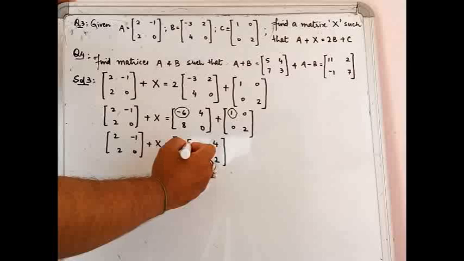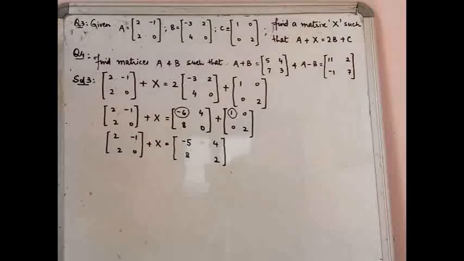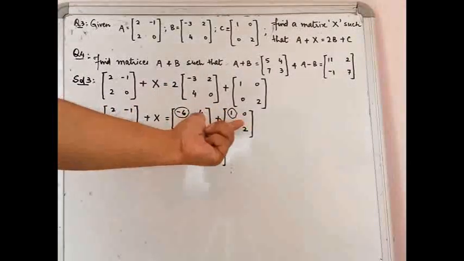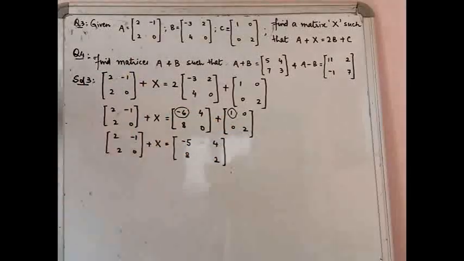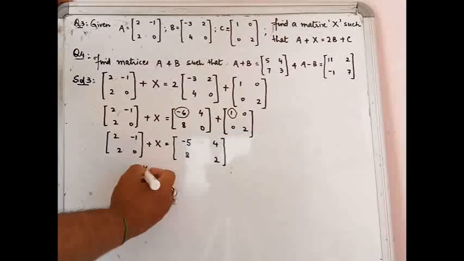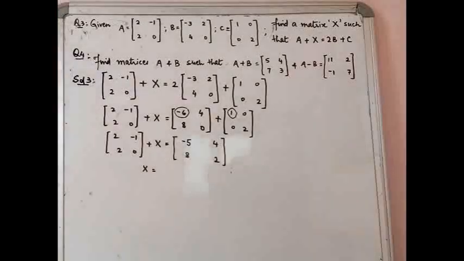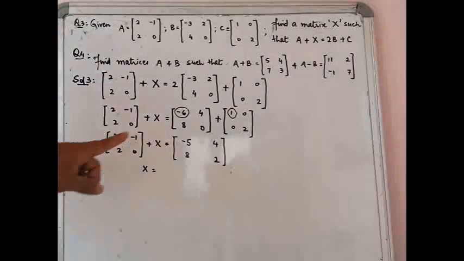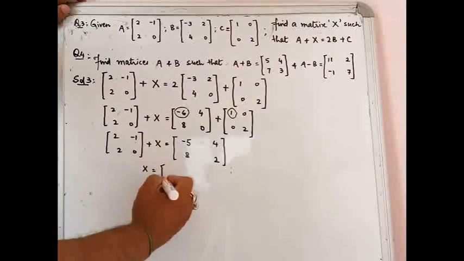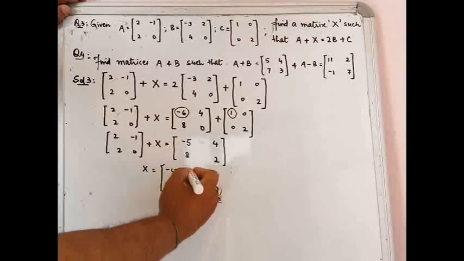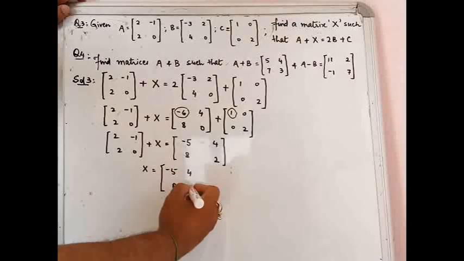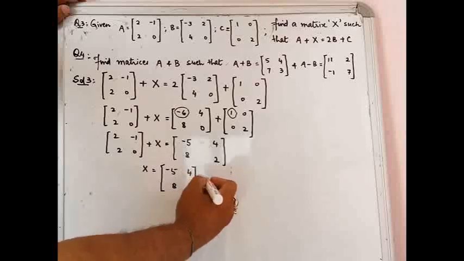This is what we have got on the addition of the two matrices on the right hand side. So your matrix X, which was to be found out, will become minus 5, 4, 8, 1 minus.